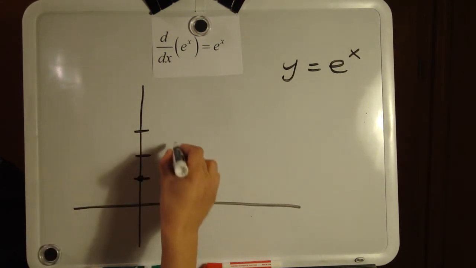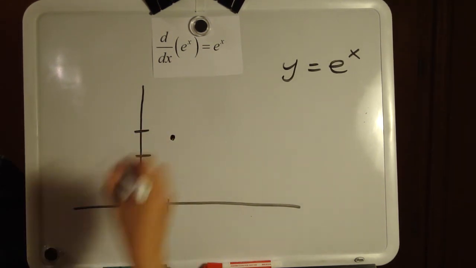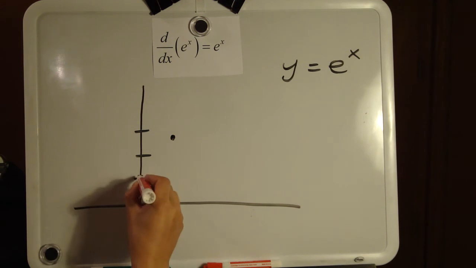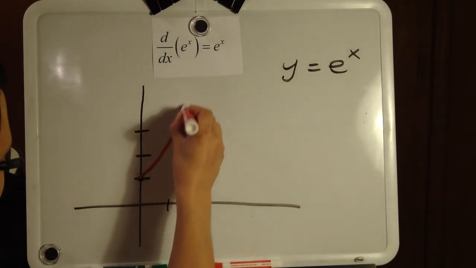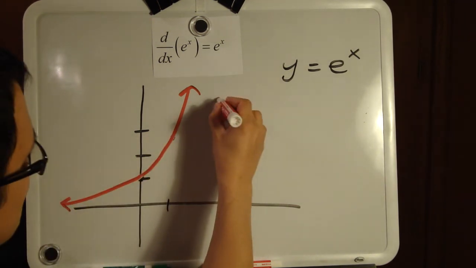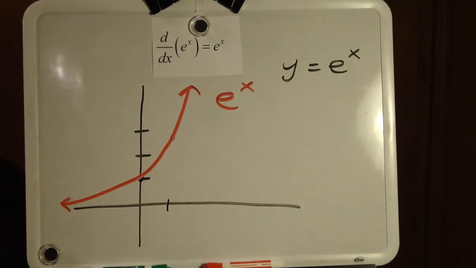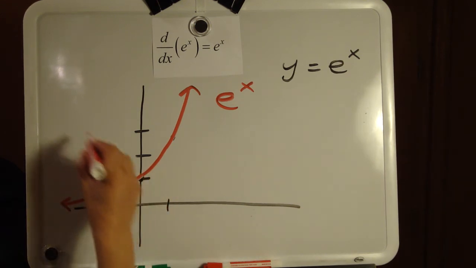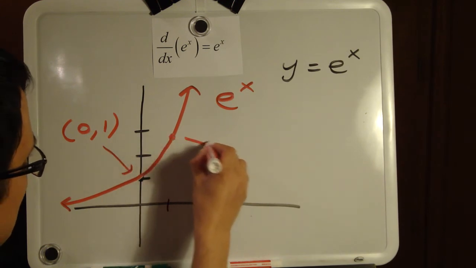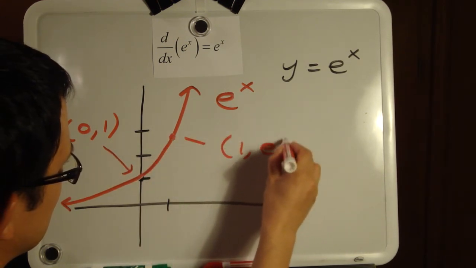I'll do my best to spot that point there. And then this is exponential growth. So the curve has this kind of characteristic to it. And then asymptotic to the x-axis here. So this is really what the graph looks like. And I'm being really rough, just plotting a couple of points. So this point here, we identified as 0, 1. And this point here is 1, e.